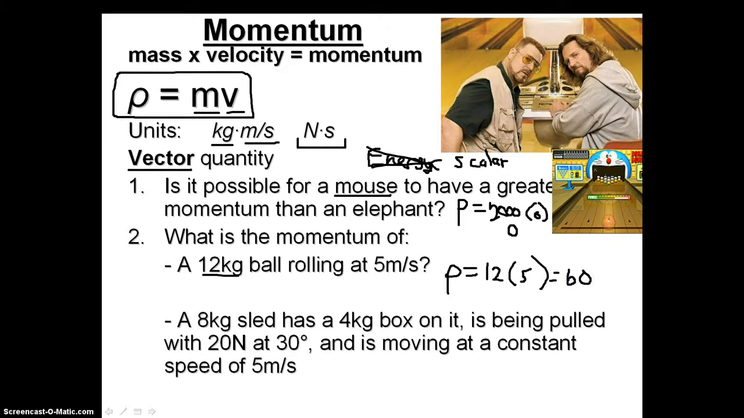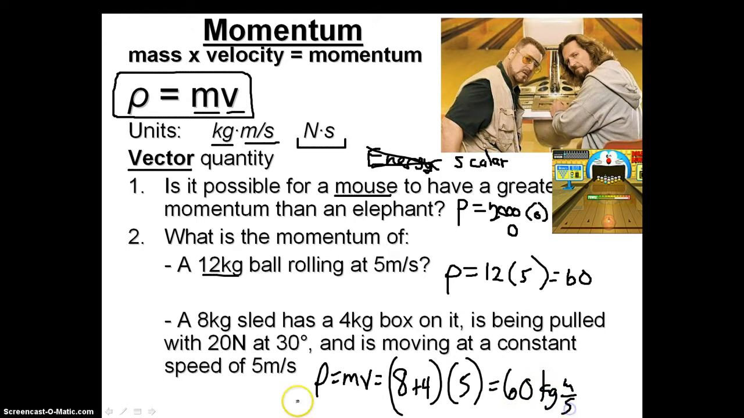Now, what about this next one? This next one looks all funky, right? A sled has a 4 kilogram box on it. It's being pulled with 20 newtons at 30 degrees and is moving at a constant speed of 5. Momentum is mass times velocity. Mass, 8 plus 4. Velocity, 5. Momentum, 60 kilograms meters per second. That's it.